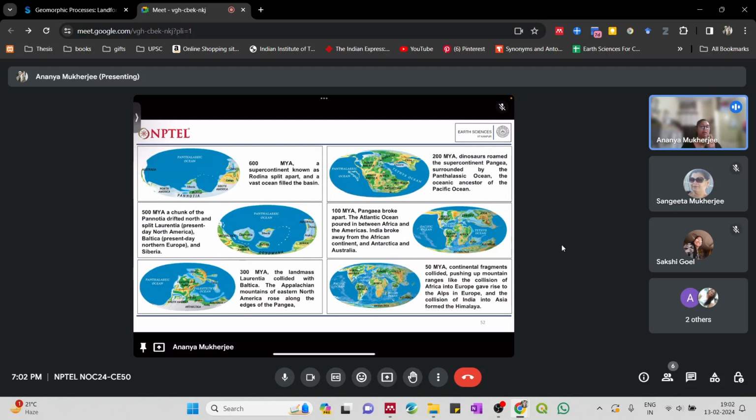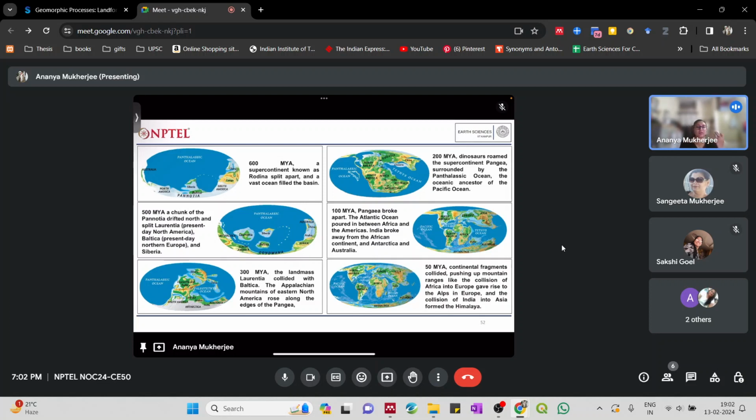India was actually a part of Antarctica and also Australia. Okay, and then how did India separate from Antarctica, and how did Australia separate, and how did Madagascar also move away from Antarctica and the Indian landmass. Okay, so different research has been done to understand and answer these questions.